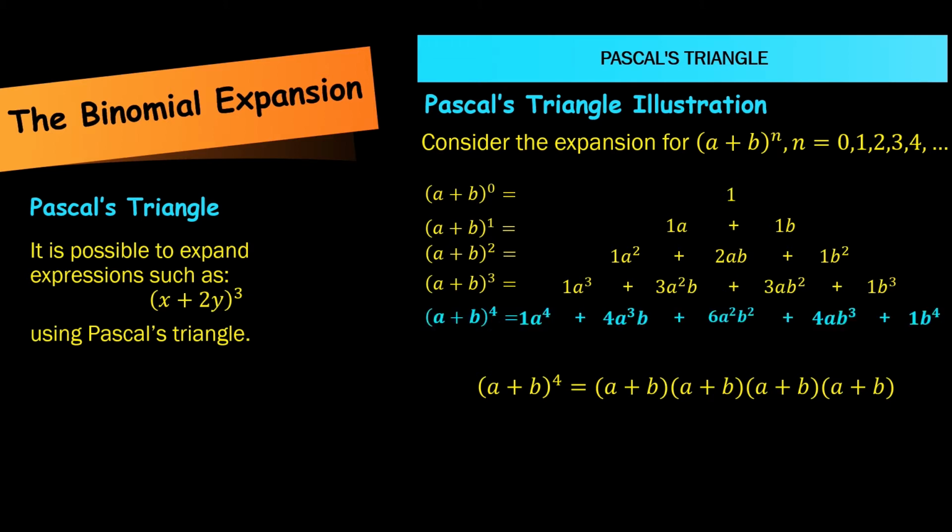The expansion of a plus b raised to the power 4 is given in the 5th row of Pascal's triangle as shown on your screen. Let's see how we got each of these coefficients. So for the first one, 1a to the power 4, we multiplied all the a's together to obtain a to the power 4. And clearly there is only one way of doing that.